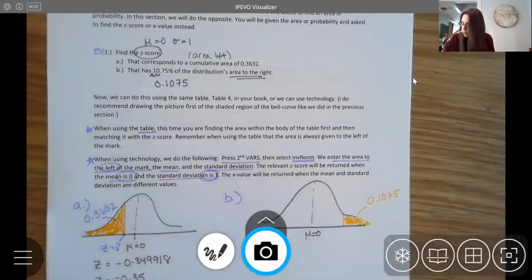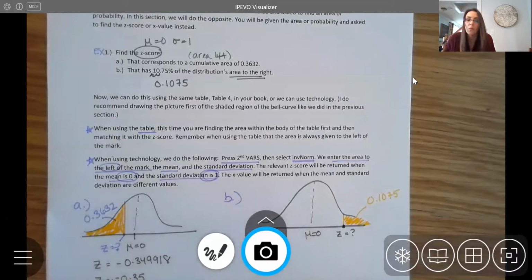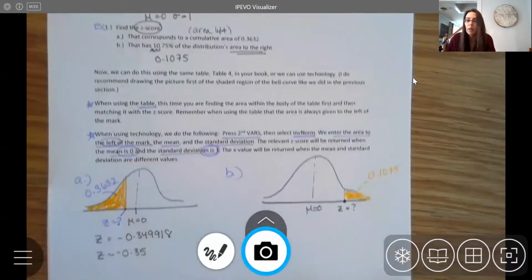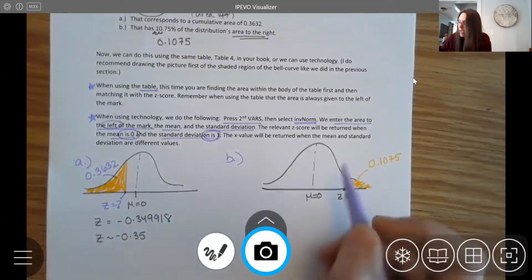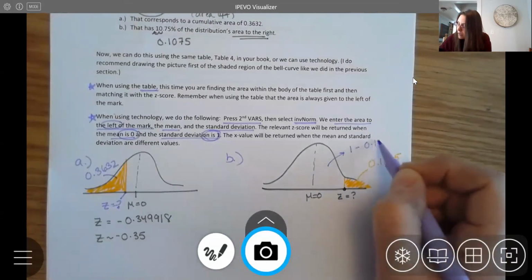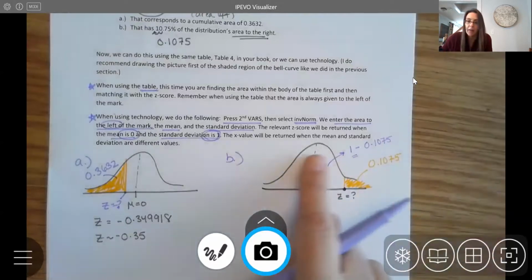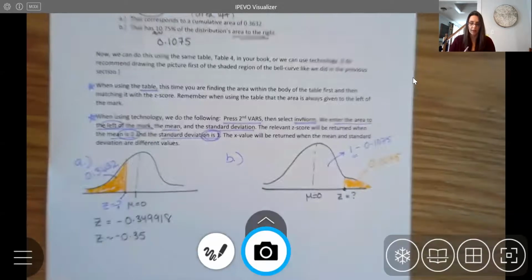0.1075. So what we're asking ourselves is, what is this point right here? Z would equal what? That's our question. Now, you need to be careful, because using the calculator or the table for inverse norm is a little bit different than the normal CDF on the calculator. It asks you for the area to the left. So even though I know the area to the right, I can find the area to the left by subtracting from 1. So if I do 1 minus 0.1075, that gives me the area to the left of my point, which is actually what I need to use the table and the calculator for the inverse norm function here. All right, so let's do that subtraction real quick.